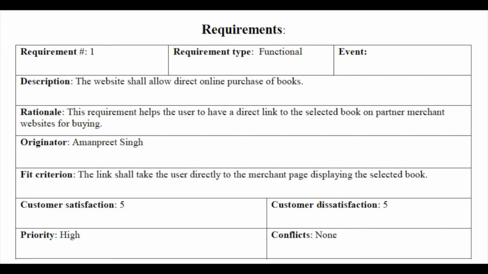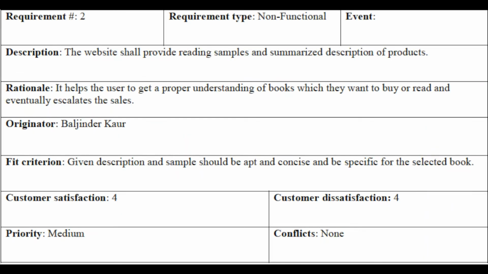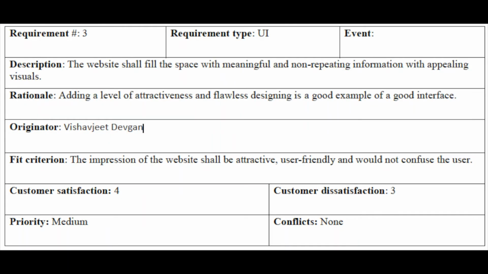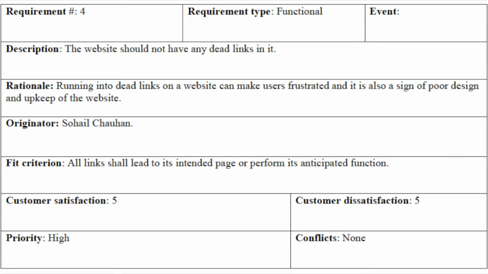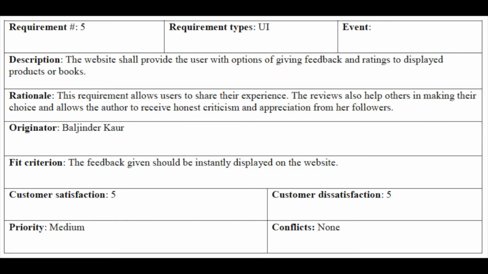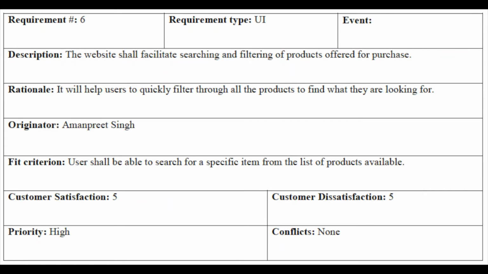The first one is the website shall allow direct online purchase of books. The second one is the website shall provide reading samples and summarized description of products. The third one, the website shall fill the space with meaningful and non-repeating information with appealing design. The fourth one, the website should not have any dead links in it. The fifth one, the website shall provide the user with the option of giving feedback and rating to displayed products or books.